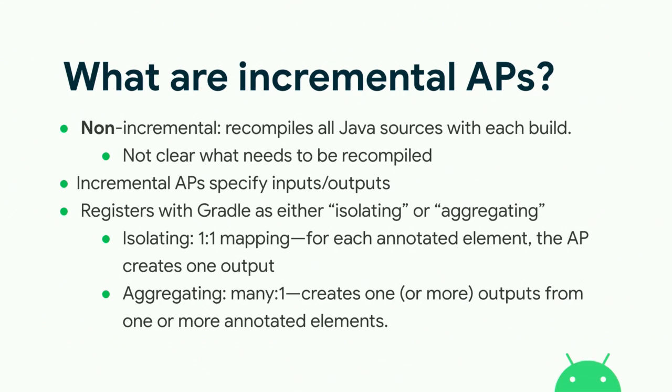So what is non-incremental? A non-incremental annotation processor is one that doesn't define its inputs and outputs. To Gradle, it's like a big black box, right? So it doesn't really know what the annotation processor needs or what kind of files it's going to produce. So it's unable to appropriately scope the amount of work for that annotation processor. An incremental annotation processor has to actually identify what the inputs and outputs are.